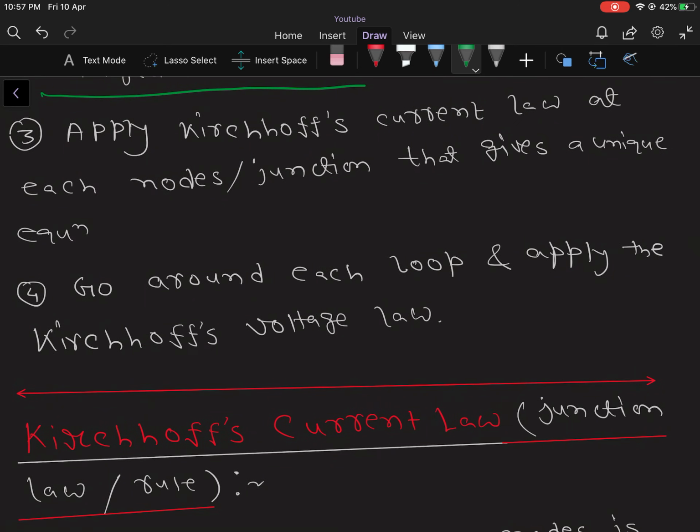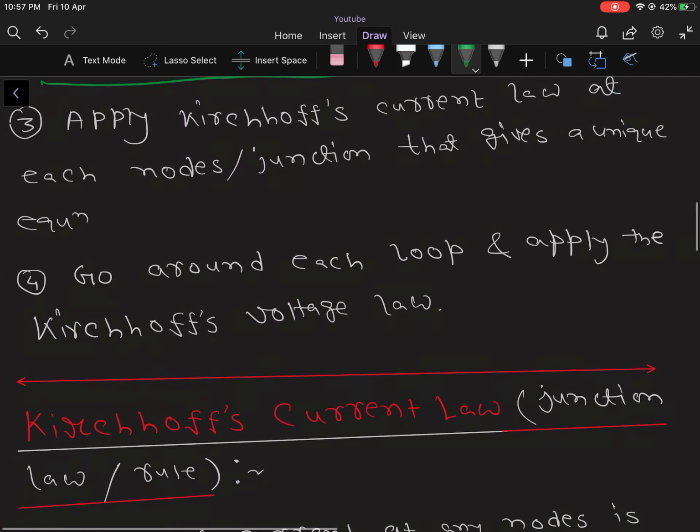Then step number 3: apply Kirchhoff current law at each node or junction, which gives a unique equation. Sometimes you can get the same equation at two nodes, then take any one of them. Otherwise, at each node or junction, you will get a unique equation of current. You can get a unique equation from the current law.